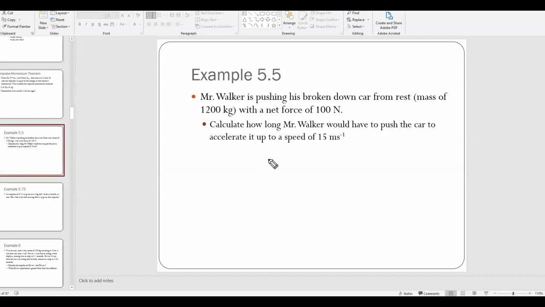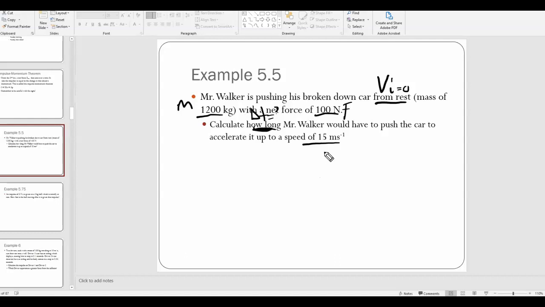All right, so in any problem, you want to start by identifying some givens. I'm pushing my car from rest, which means the initial velocity is going to be 0. I have the mass of the car, and I'm given the force. How long is always a question about time, so I'm looking for delta t. And I want to know how long it takes for me to push the car so that it's moving 15 meters per second. Now, this is not really realistic, by the way. 15 meters per second is like 30 something miles per hour. By the time it gets that fast, I'm probably not pushing the car anymore.